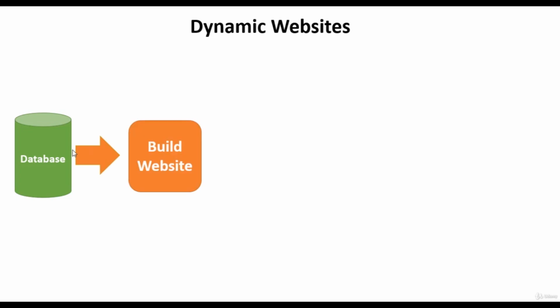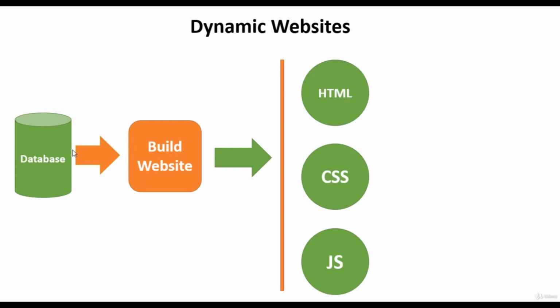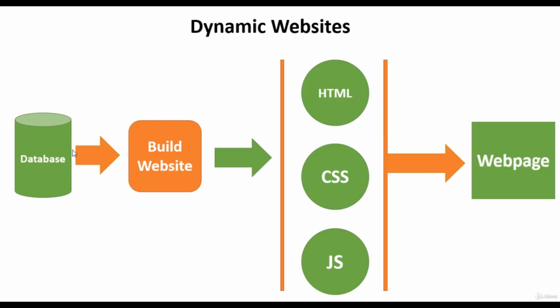So what happens is we have a database where all the data of a website is stored. Then on the server side, with the help of that database, we build a web page, and then that web page is sent to the front end, or the client side. That built website is converted into HTML, CSS and JavaScript, and at the end it is displayed on the screen, which is our web page. So these types of websites are called dynamic websites.